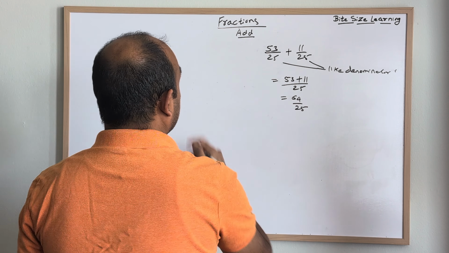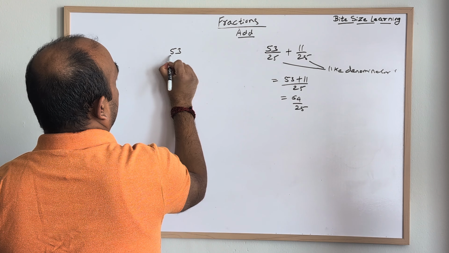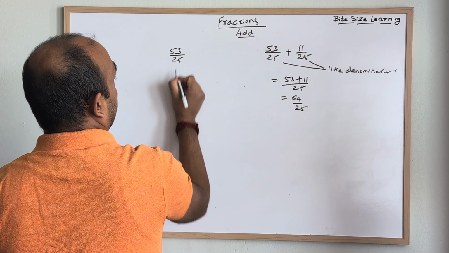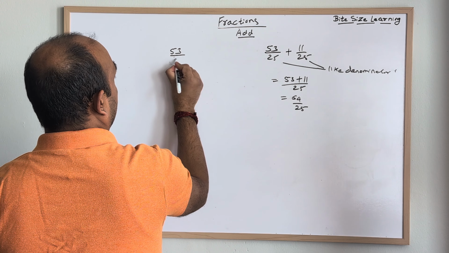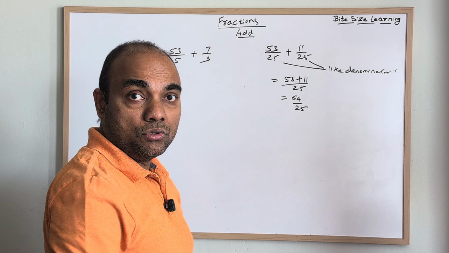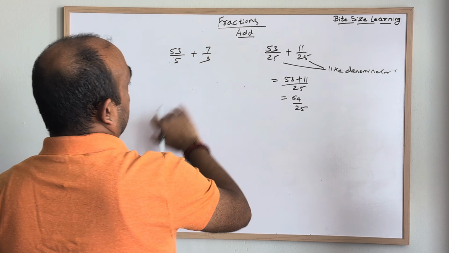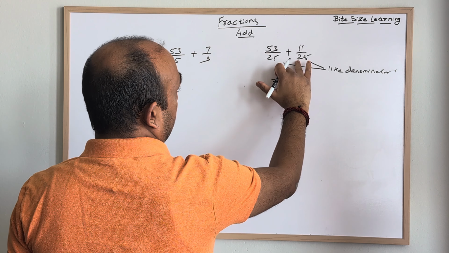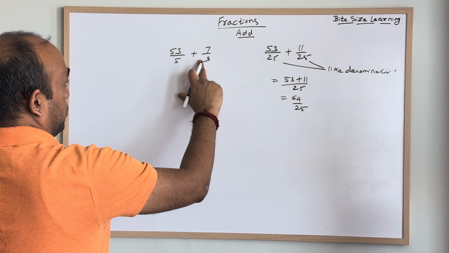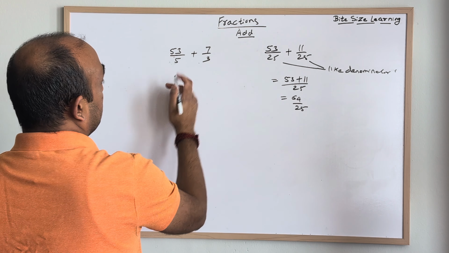Now, let's say you don't have a like denominator, so what will you do? Let's say you have 5 plus 7 upon 3. So you have unlike denominators. How do you change this to a like denominator and then do the addition? Always you will have another step where you have to change the denominator.